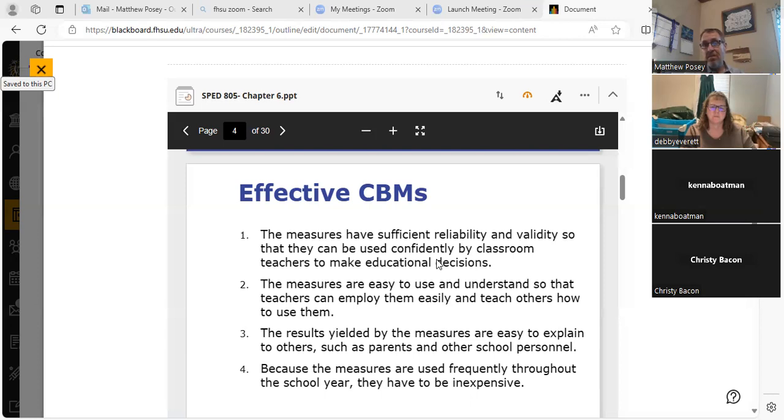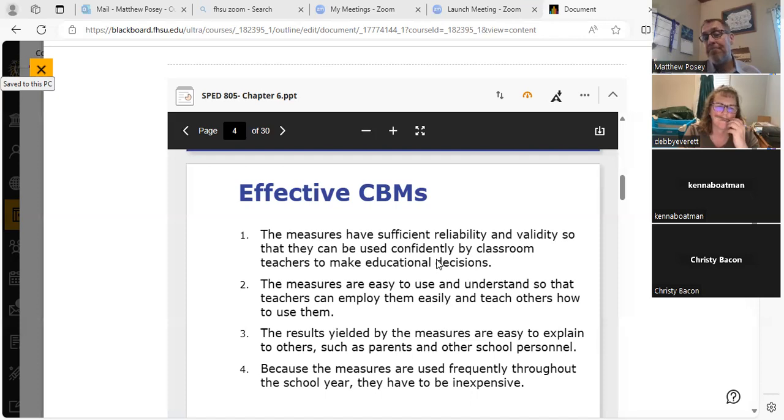Depending on the complexity of the one that you have selected, you can go in and do it perhaps in less than 5 minutes. Okay, so easy to use, easy to understand, easy for teachers to employ in the classroom. The results that you get from that, they're easy to explain to others, perhaps to coworkers or colleagues that serve the student, or even parents, or your building level principal, or your director, okay? And they can be used frequently throughout the school year, oftentimes very inexpensive.